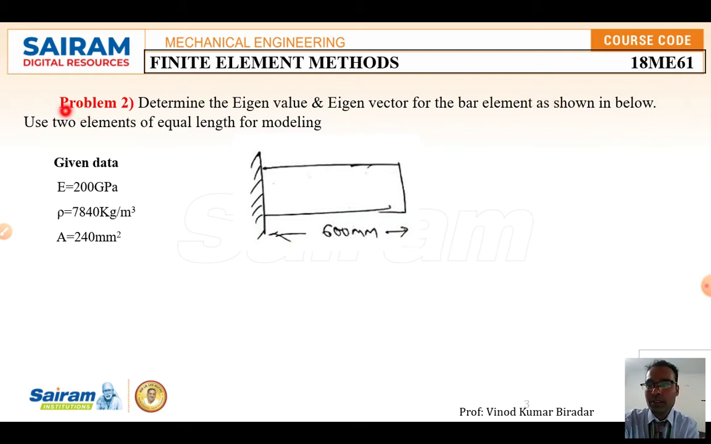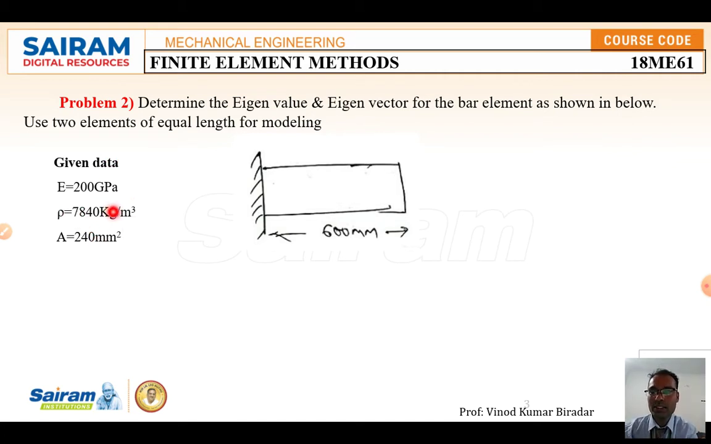Consider two elements of equal length for the modeling. They are also telling us to consider this bar element as a 2D element. So we have to divide it exactly in half. Equal length means half of that is 300 for one element and 300 for the other element. If you divide it in half, it will become 2 elements. These are the given data in the question.